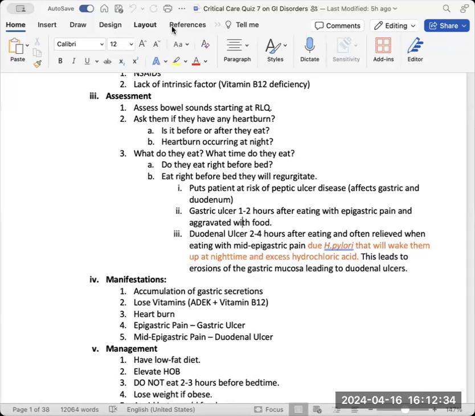Also, something else to keep in mind is that there's going to be mid-epigastric pain for a duodenal ulcer, but there's going to be epigastric pain for a gastric ulcer. I just want you to know the difference. So if you see mid-epigastric pain, you should be thinking duodenal. And if I hear epigastric pain, I should be thinking gastric.